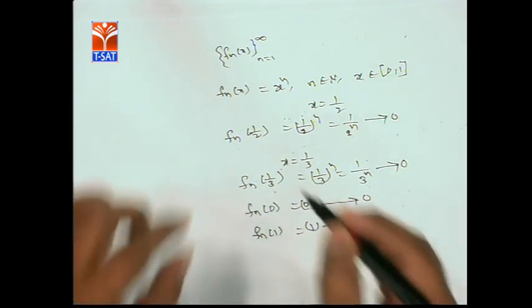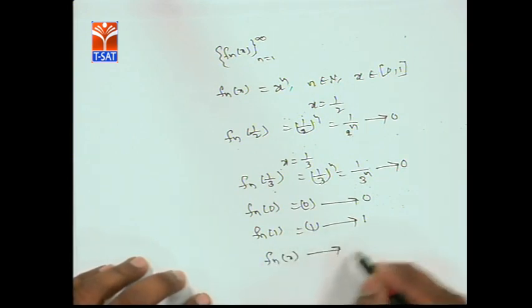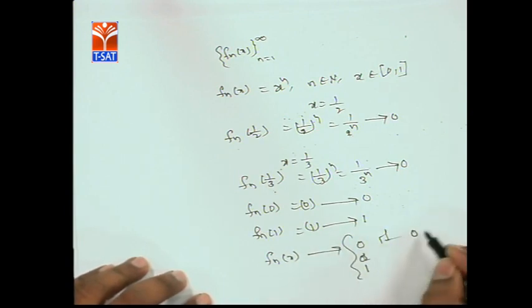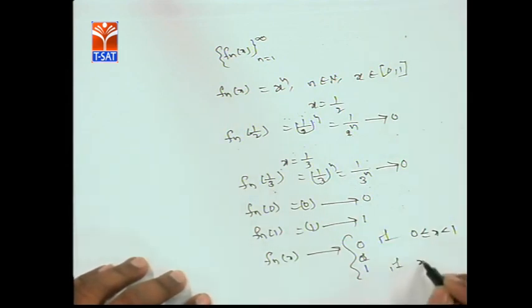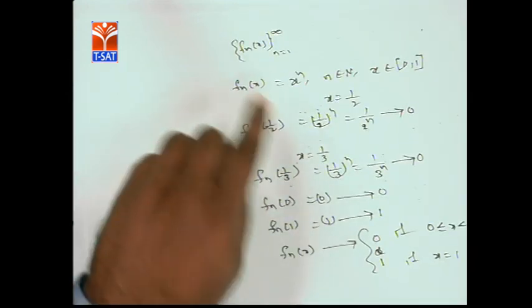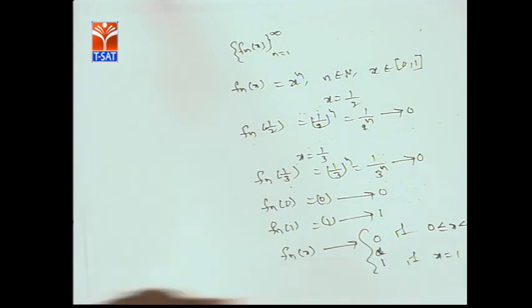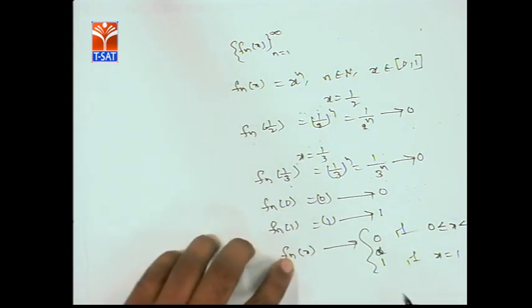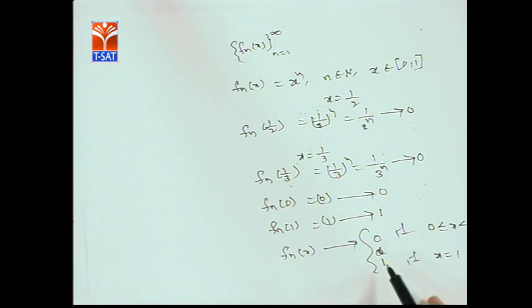In this case, if we fix x, fn of x converges to either 0 or 1. It converges to 0 if 0 is less than or equal to x less than 1, and if x is equal to 1, then fn of x converges to 1. In this case we say that fn of x is said to converge to 0 if 0 is less than or equal to x less than 1, and if x is equal to 1, fn of x converges to 1.